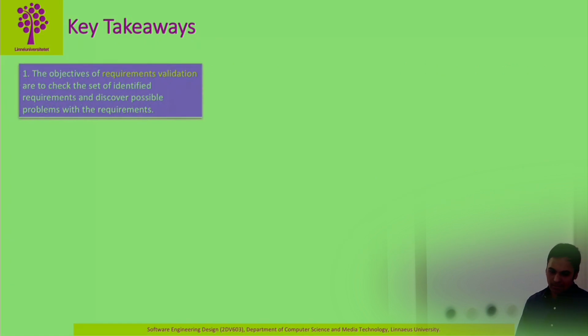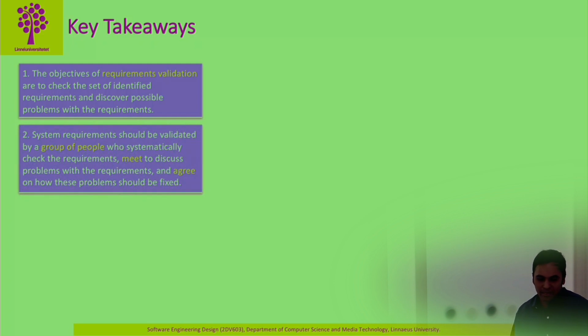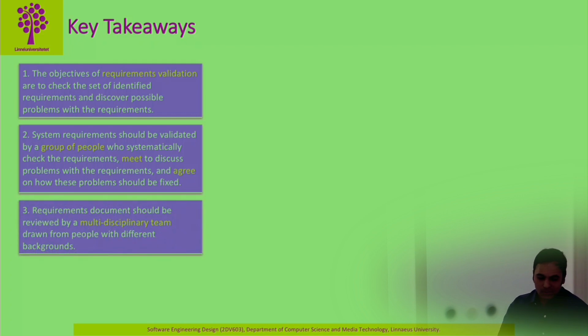So the lecture is almost finished, but before finishing, I want to again give you the key takeaways as before. The first one is about requirements validation. The objective of requirements validation is to check the sets of requirements to find possible problems. For the validation, we should have a group of people from diverse backgrounds to systematically check the requirements, so that they meet and discuss and agree on possible solutions to the problems. And the requirements document team should be multidisciplinary, with people from different backgrounds, skills, and knowledge, so as not to make the requirements validation biased.